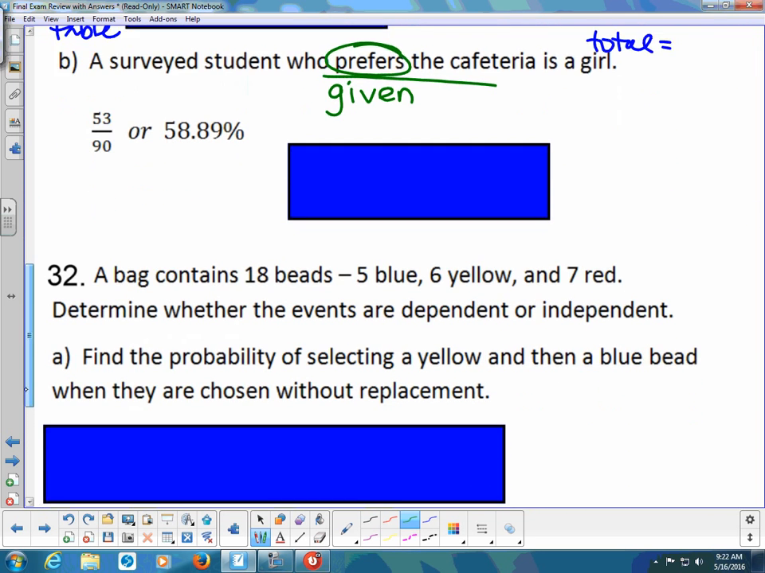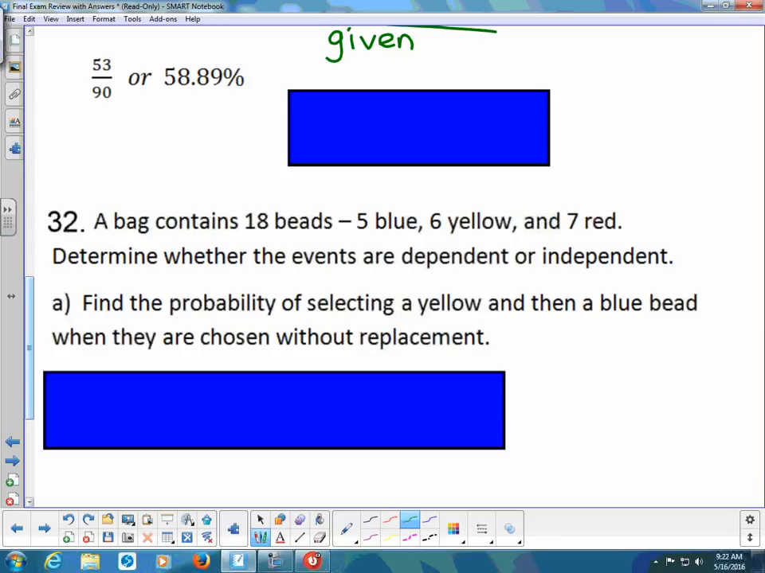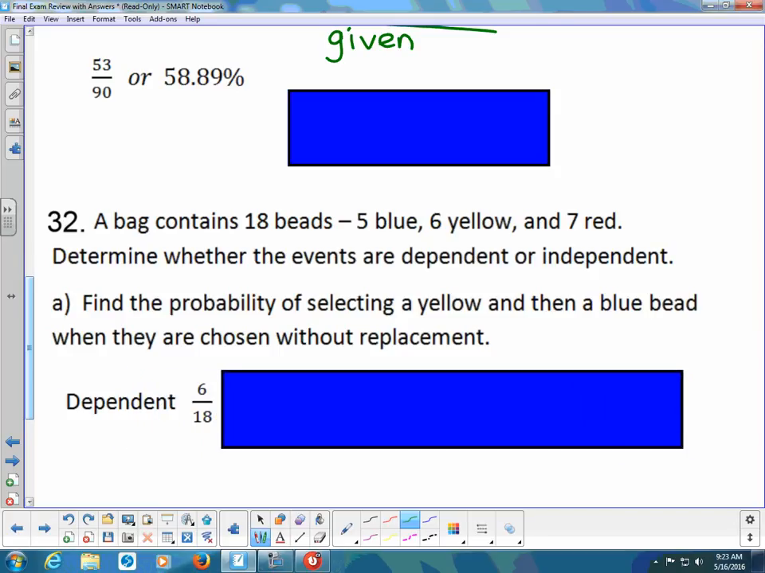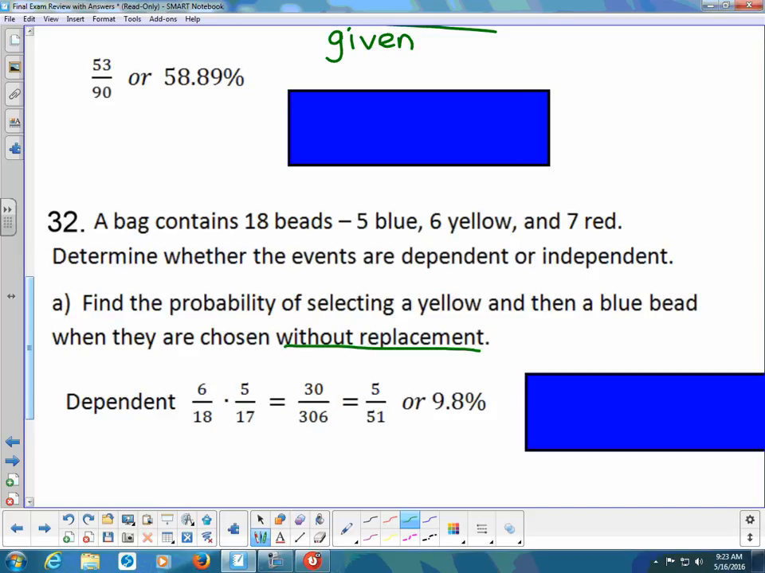Okay, moving on. Find the probability of selecting a yellow and then a blue when they're chosen without replacement. How many total beads do we have? 18. How many are yellow? 6. So my first choice is going to be 6 out of 18. First off, it's dependent because I did not replace. So if my chances of a yellow are 6 out of 18 and I do not put it back, what are my chances for the blue? 5 over 17. Perfect. And then we'll multiply them together.